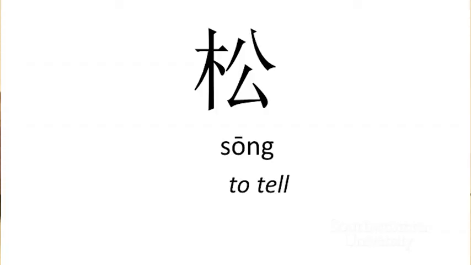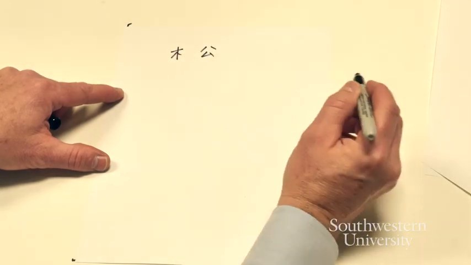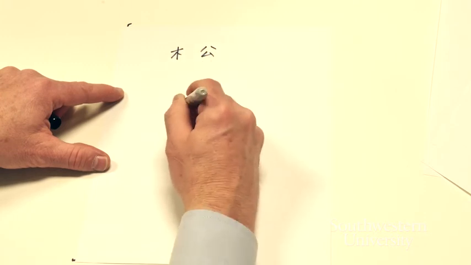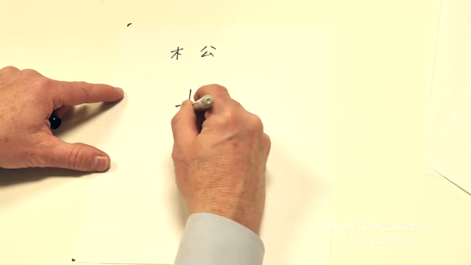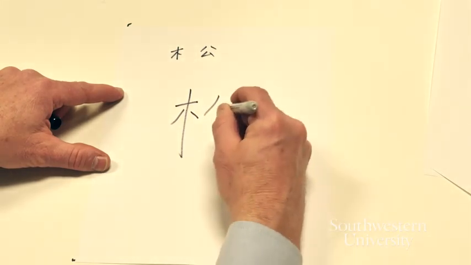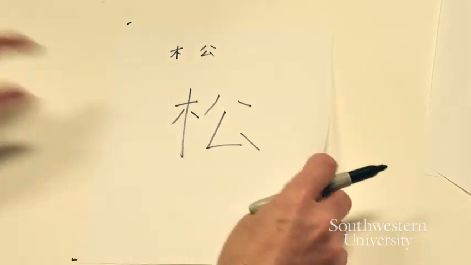Sōng is the next character. Pine tree, or to relax, in which case you're just using the same character for a different word. So you've got the tree radical and gōng for phonetic.